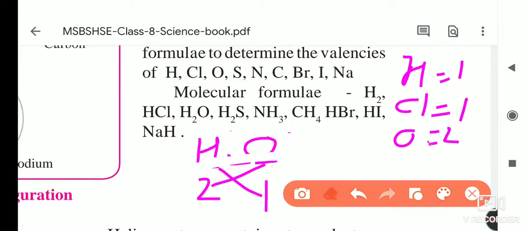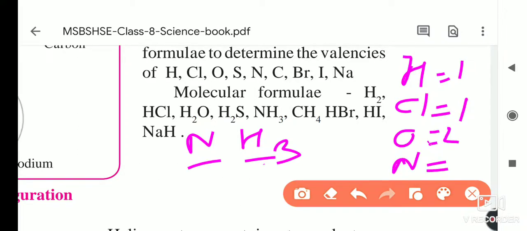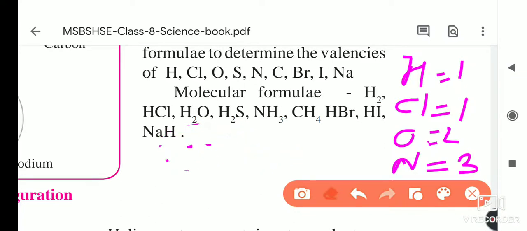Next, NH3. This here is the formula, NH3, which is ammonia. Nitrogen reacts with how many hydrogens? 3. So nitrogen reacts with 3 hydrogens, that's why the valency of nitrogen is 3, and that of hydrogen is 1, because hydrogen reacts with 1 nitrogen. So we already wrote here hydrogen's valency.